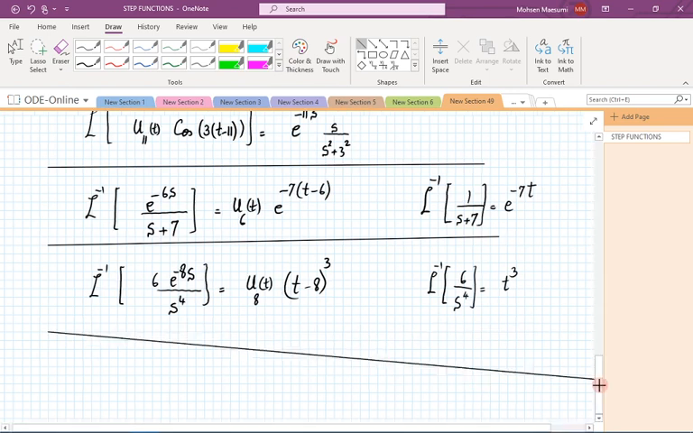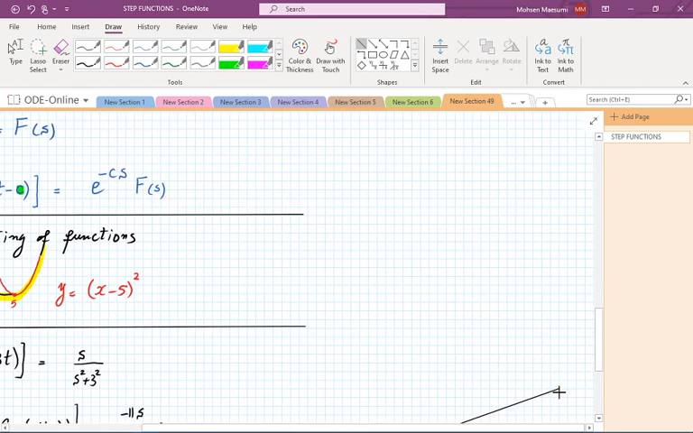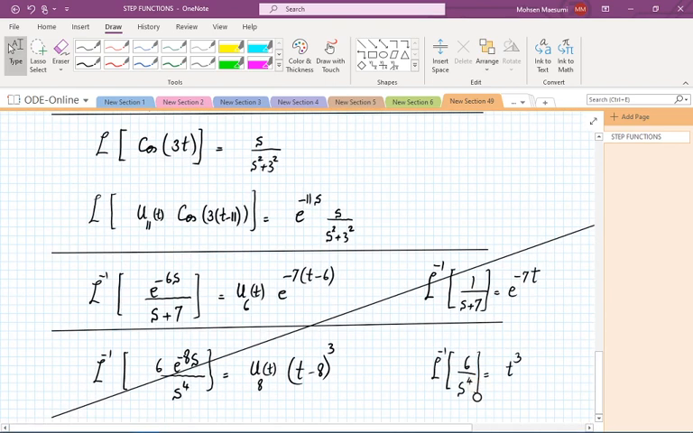So again, one of the... OneNote is misbehaving.